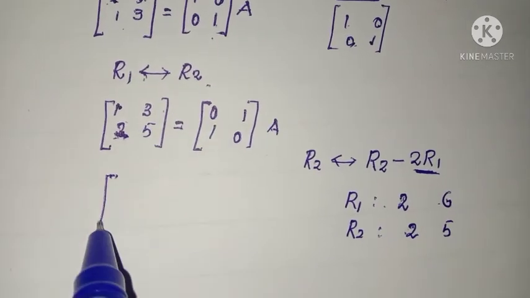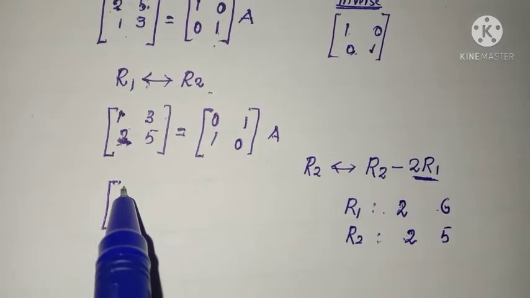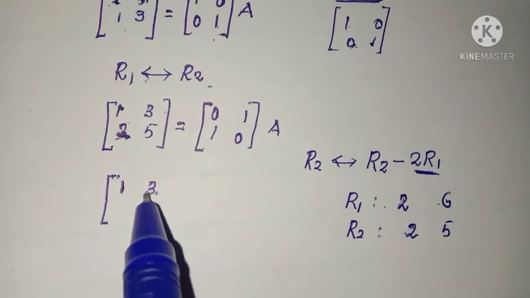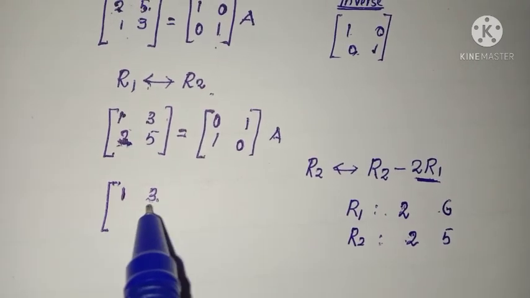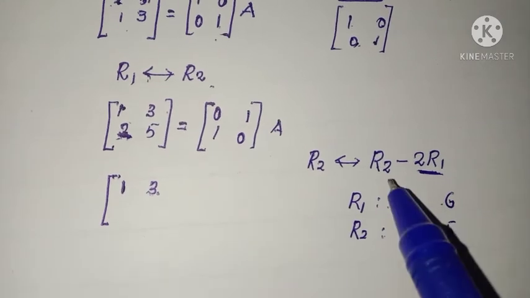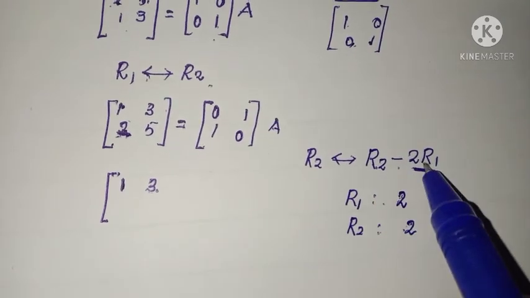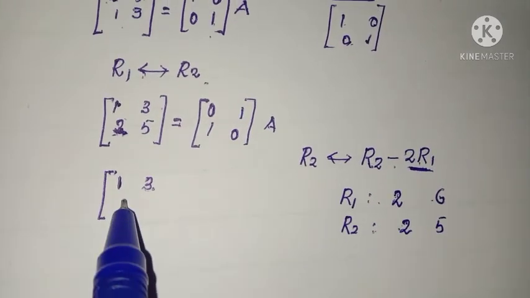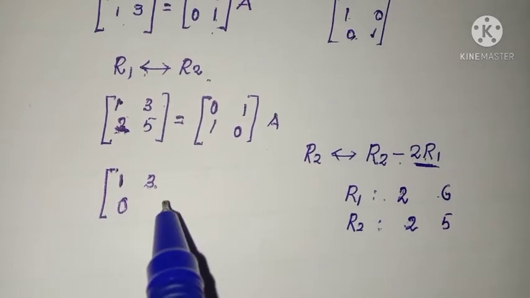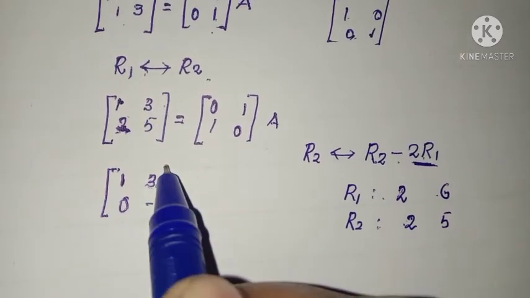Okay. So there is no change in the first row: 1, 3. Change in the second row: the second row becomes R2 minus 2R1. That is 2 minus 2, 0. 5 minus 6, minus 1. Okay.